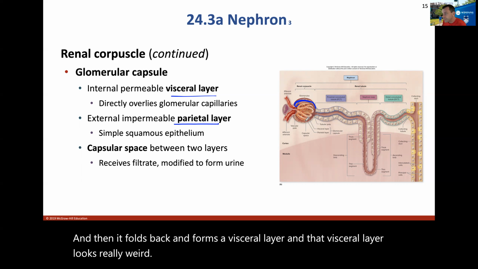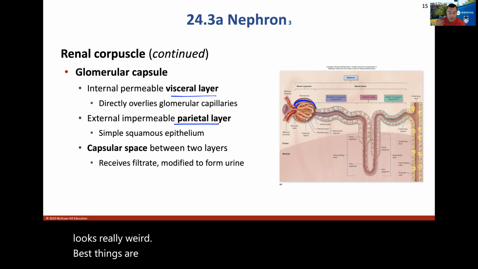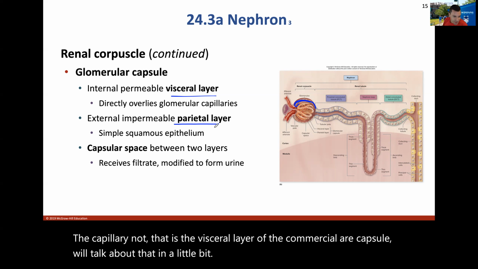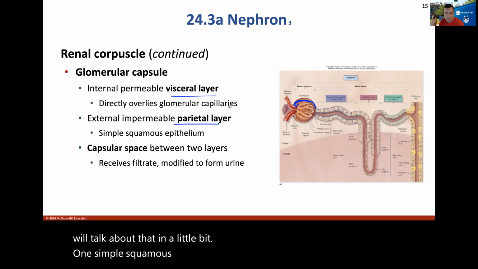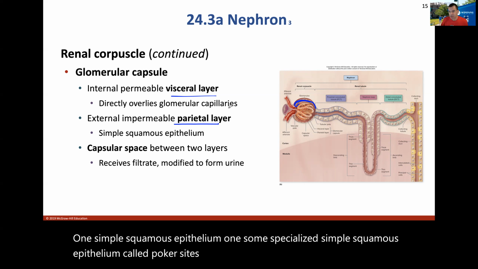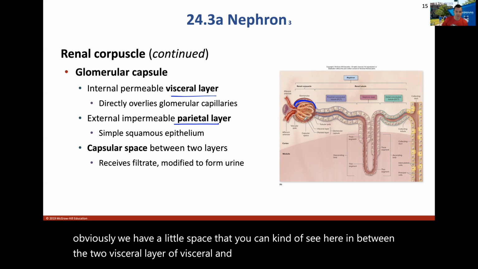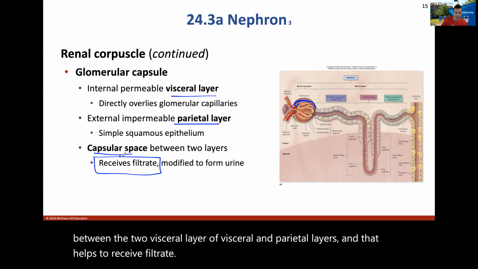Okay. Those things are called podocytes. They are the cells that wrap over the capillary knot. That is the visceral layer of the glomerular capsule. We'll talk about that in a little bit. One simple squamous epithelium, some specialized simple squamous epithelium called podocytes. Don't worry, we'll get to it in a second. And then obviously we have a little space that you can kind of see here in between the visceral and parietal layers. And that helps to receive filtrate. Okay, and that's what it does.